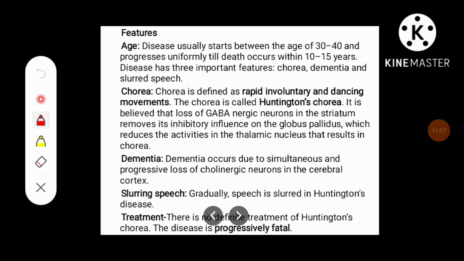Features of Huntington's disease: the disease usually starts between the age of 30 to 40 and progresses uniformly till death occurs within 10 to 15 years. The disease has three important features: chorea, dementia, and slurred speech. Chorea is defined as a rapid, involuntary, and dancing movement. The chorea is called Huntington's chorea.